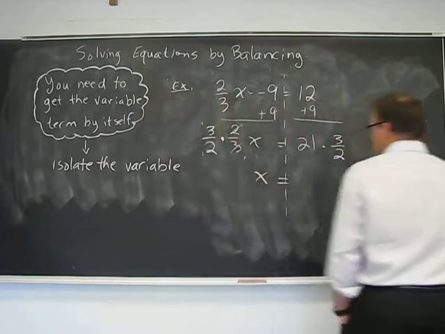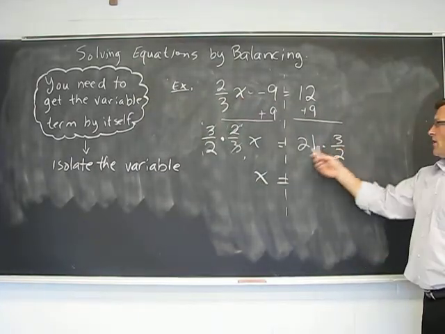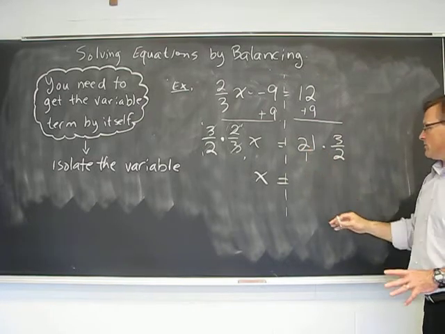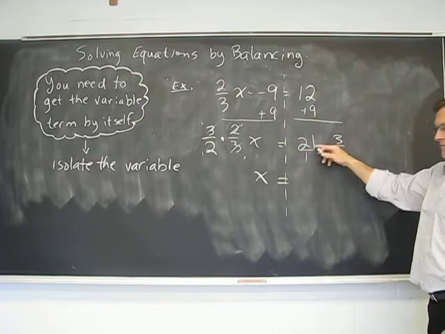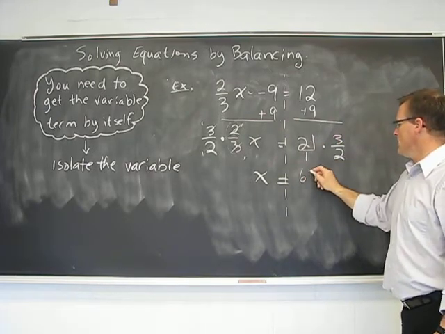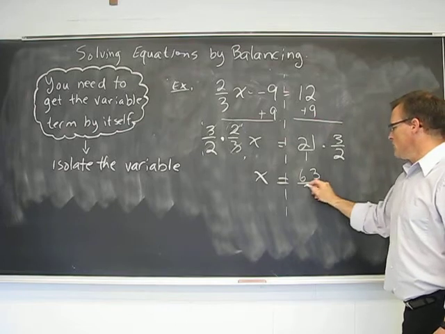Now on the other side, top times top, bottom times bottom. Be careful. If you're going to mess up, put a 1 on the bottom so that you don't mess up with the thinking you have to multiply by both of them or something. So 21 times 3 is 63, and 1 times 2 is 2.